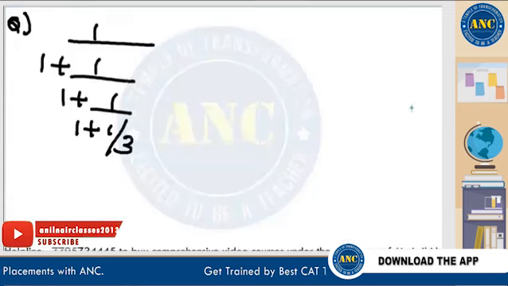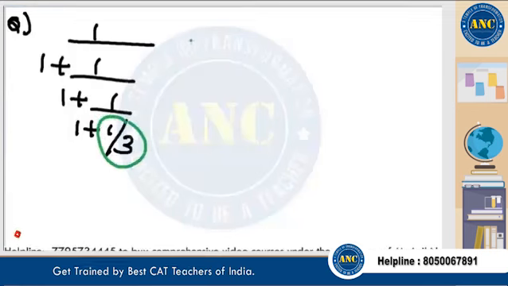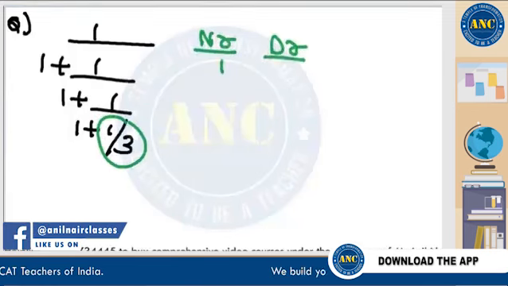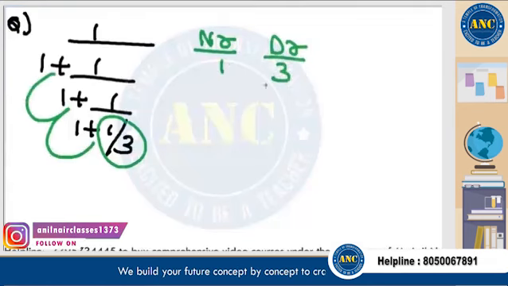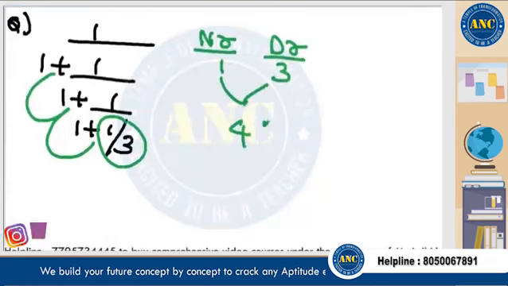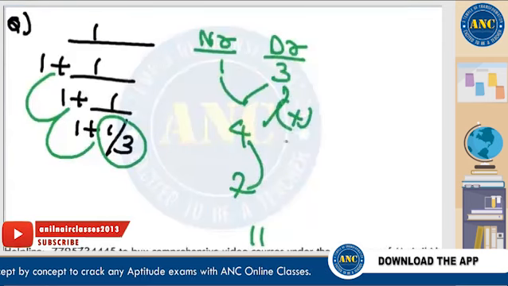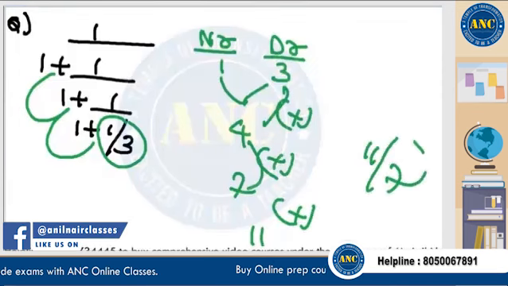1 plus 1 by 1 plus 1 by 1 plus 1 plus 1 by 3. Listen carefully. What is the denominator fraction? 1 by 3, numerator 1, denominator 3. How many times is addition there? 3 times. 1 plus 3, 4. 4 plus 3, 7. 7 plus 4, 11. First addition over, second addition over, third addition over. Answer is 11 by 7.